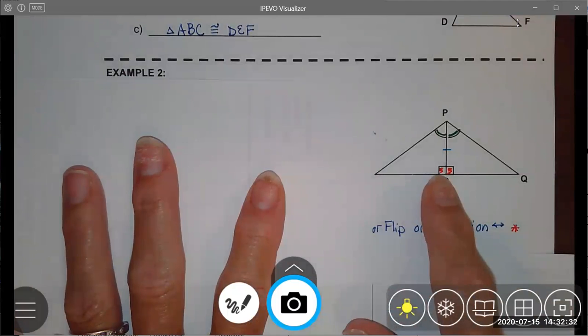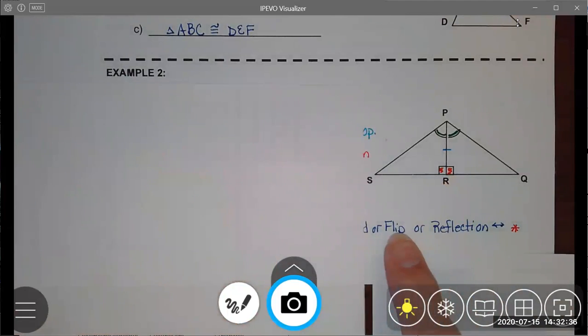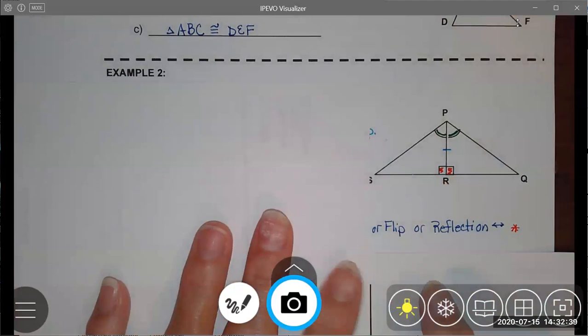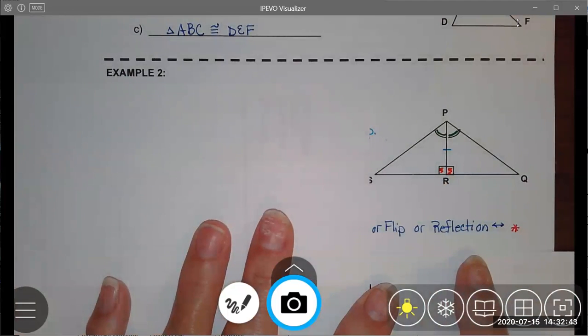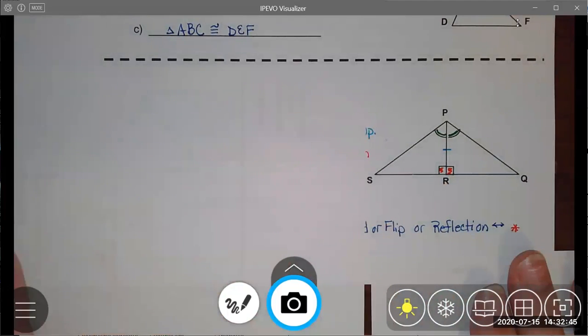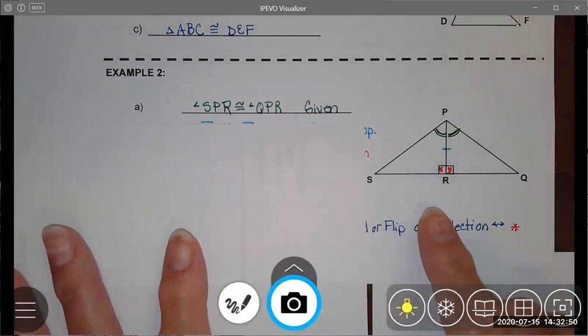I notice that the right angles are up against each other. That suggests to me that this is a fold. It's been folded over, it's been flipped, it's a reflection, it's not been spun around in any way, it's simply folded over. I automatically know that I have some good information here.